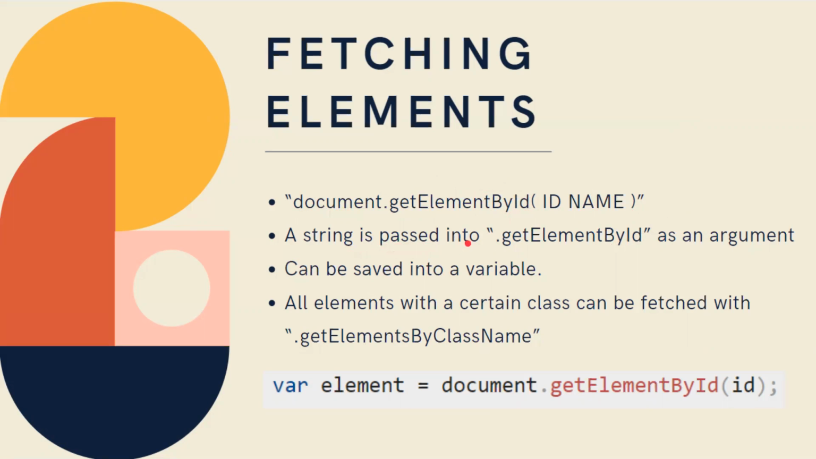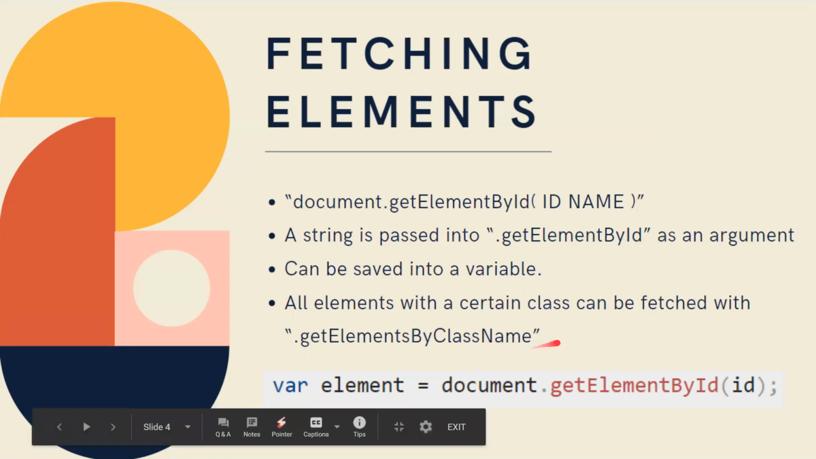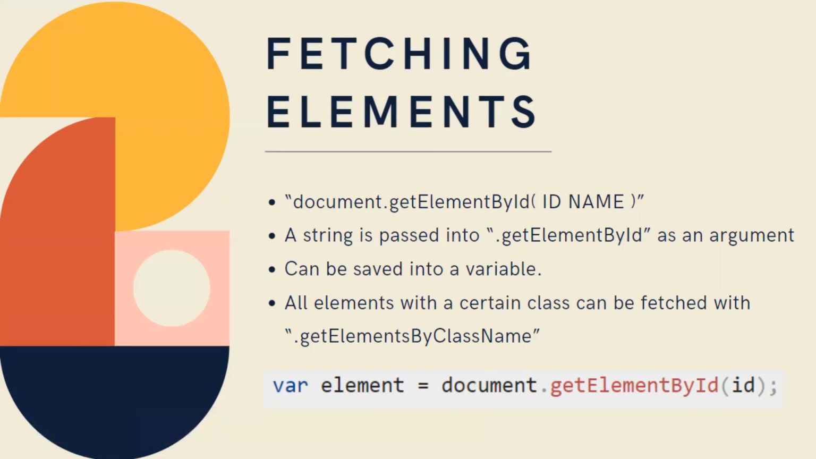A string is passed to .getElementById as an argument and can be saved into a variable. So we're manipulating it into various forms of data, and saving it into a variable allows it to be manipulated later on, which is useful when we're doing things like counters, for example. All elements with a certain class name can be fetched by getElementsByClassName. For example, I think we have a class called middle in the example today, so it would be dot getElementsByClassName, brackets, middle. That is what you're going to see in the code today.